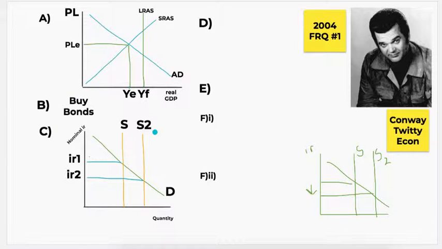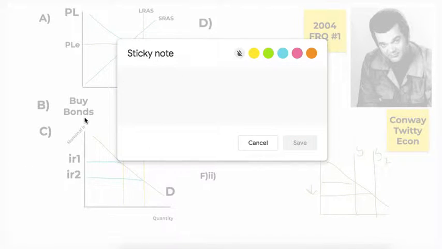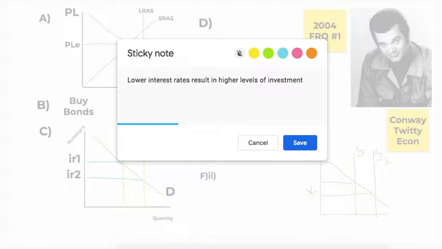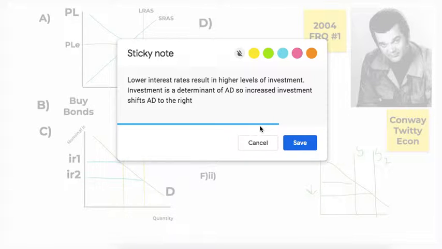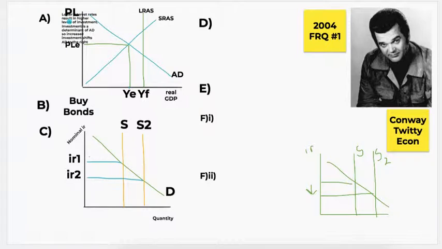Explain how the change in interest rate you identified in part C will affect aggregate demand. So basically we just have to explain how this is going to affect this. So again, don't need to draw anything for this. We need to just explain it. So we put lower interest rates result in higher levels of investment. Investment is a determinant of AD. So increased investment shifts AD to the right. You could probably sum that up shorter than I did, but that's one way to put it.